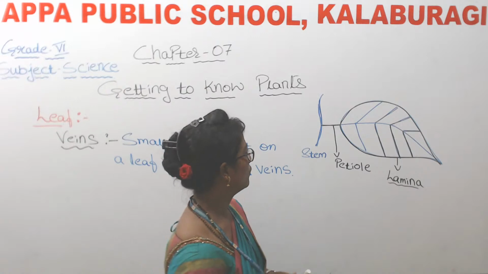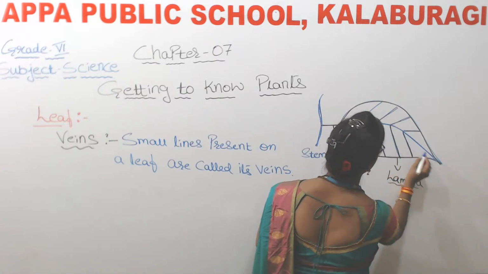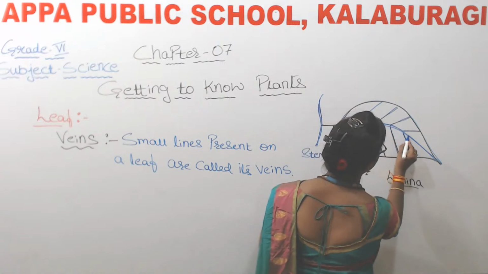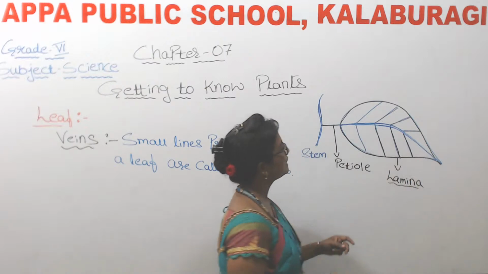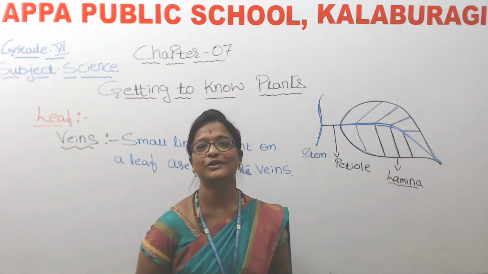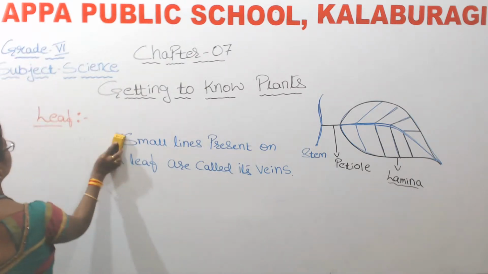Now what do we call this part? Yes, children, the line which is in the middle of the leaf. What do we call it? Let me tell you.